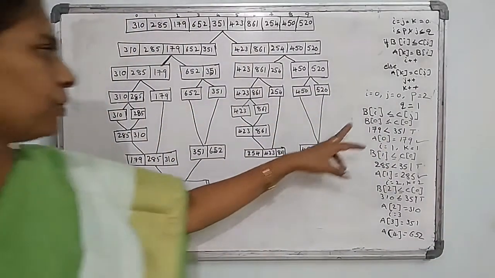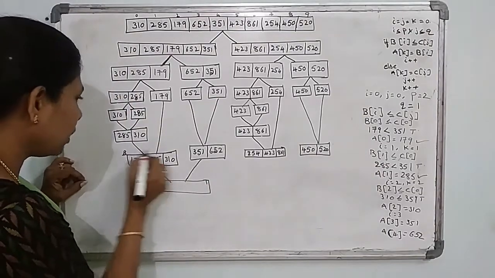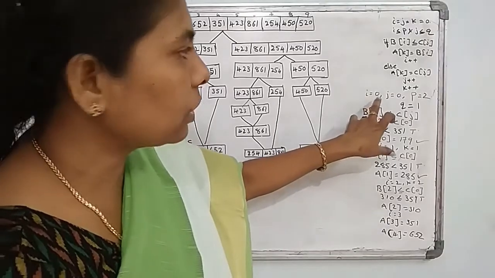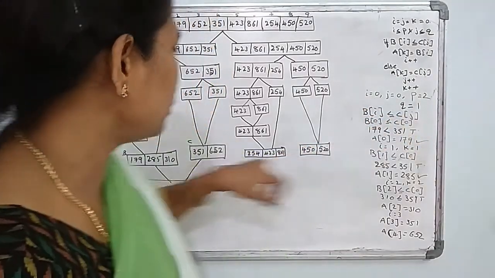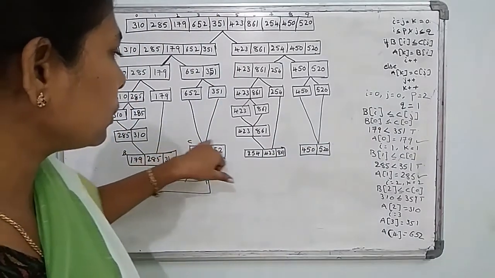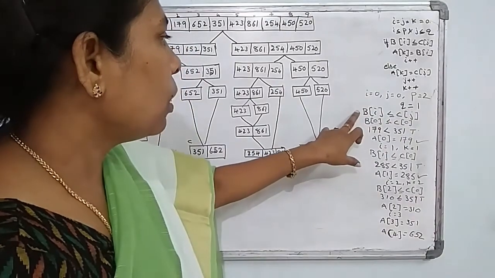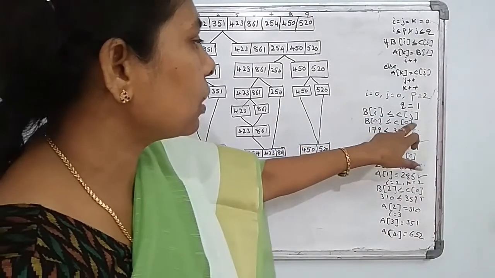Again I am explaining this one. See, this is the B array and this is the C array. So first, initially I will take I equal to 0, j equal to 0, p equal to 2 and q equal to 1. That means 0 to 2 and 0 to 1. In that way I can take p and q. And B of I less than or equal to C of j. B of 0 less than or equal to C of 0.